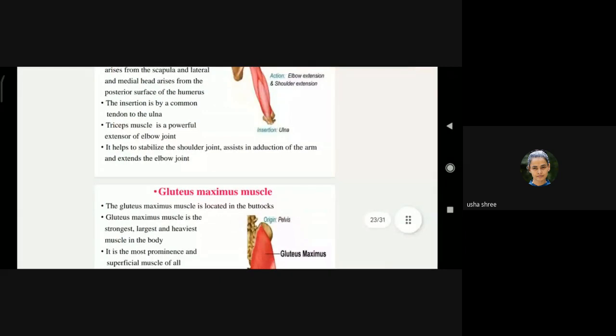The tricep muscle is a powerful extensor of the elbow joint, right? It is an extensor. Just imagine when bodybuilders want to show their tricep muscle, they straighten their hand and keep a rotatory movement of the hand, then they show their tricep muscle at the back of the upper arm. So these muscles are involved in extension.